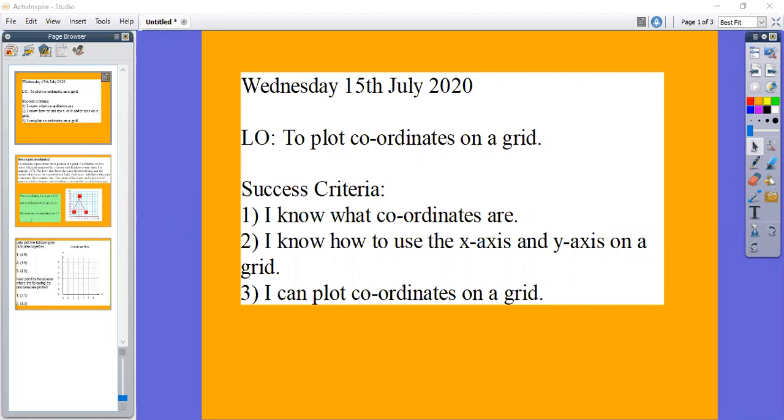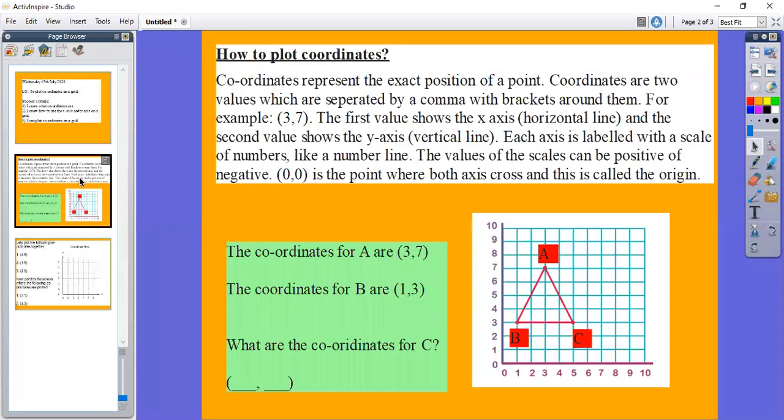To make sure we are successful, we need to know what coordinates are, we need to know how to use an x-axis and a y-axis on a grid, and we also need to know how to plot coordinates on a grid. So, coordinates represent the exact position of a point. Coordinates are two values which are separated by a comma with brackets around them. For example, bracket 3, 7, bracket.